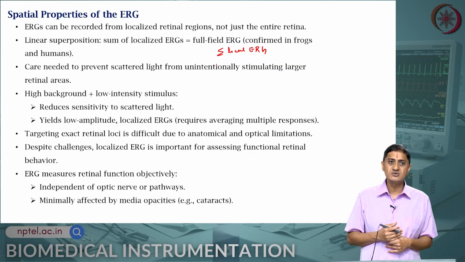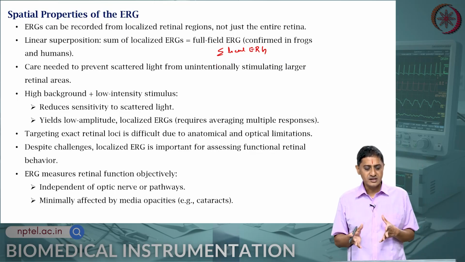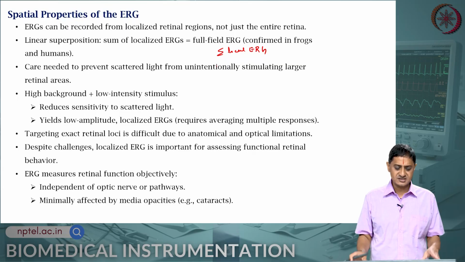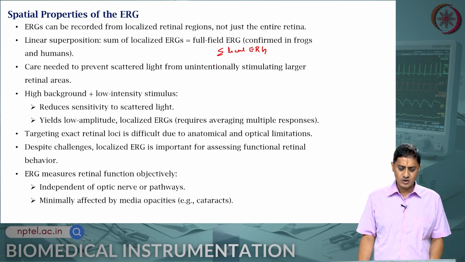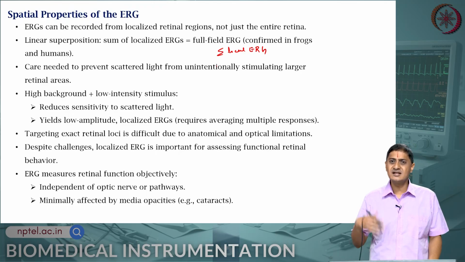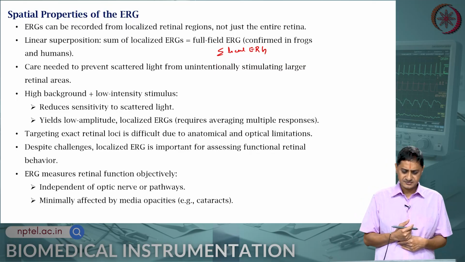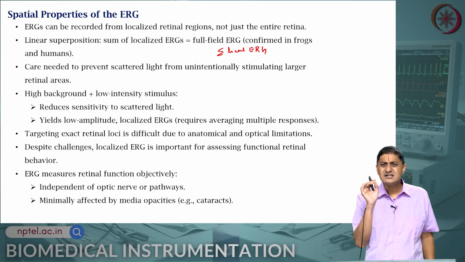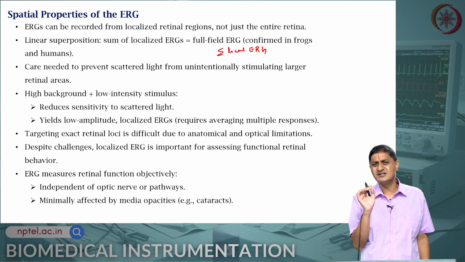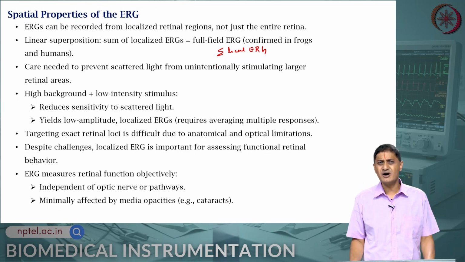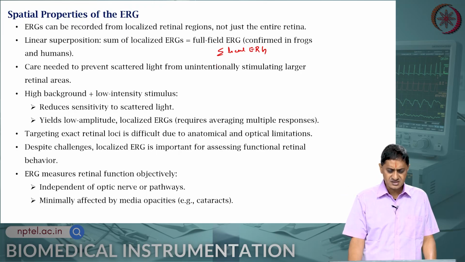So, essentially you need to have a high background plus a low intensity stimulus that reduces sensitivity to scattered light and provides a low amplitude and localized ERG that then requires averaging across multiple responses. But then targeting specific regions within the retina is quite challenging because of optical and anatomical limitations. You cannot place the electrode wherever you want, and despite these challenges, localized ERG is critical for assessing the retinal function and retinal behavior.